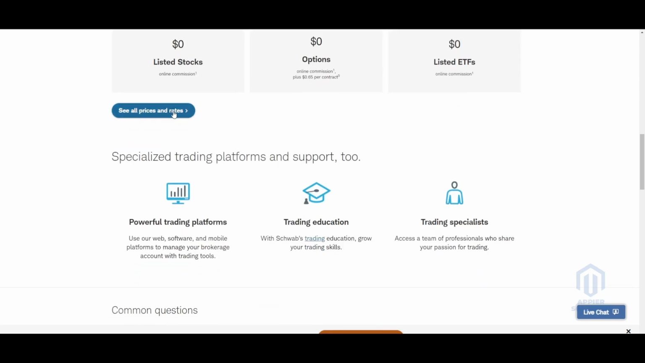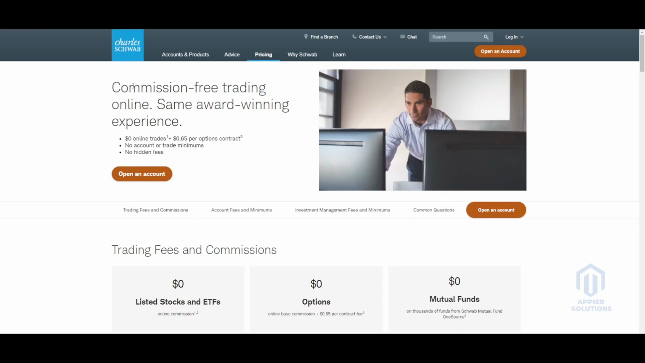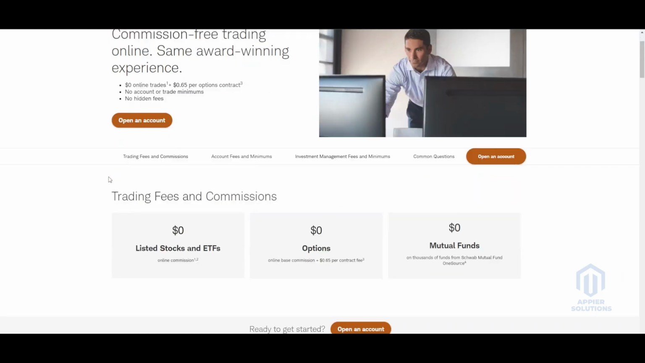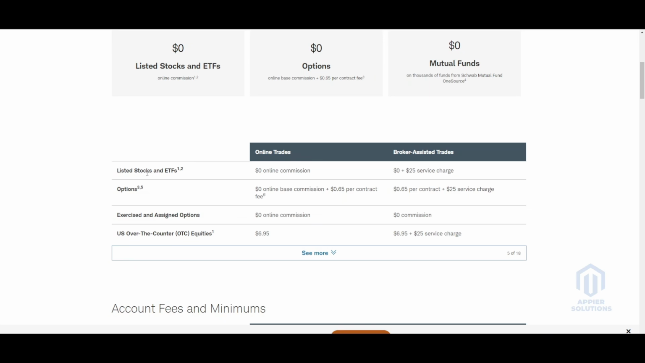See all prices and rates. We're going to see all the prices and rates over here. Commission-free trading online, the same award-winning experience, $0 online trades, plus $0.65 per option trade. No over-the-counter trade minimums, no hidden fees. Here you can see listed stocks and ETFs: $0 online commission, or $0 plus $25 service charge. This is something you might need to know before investing in it.